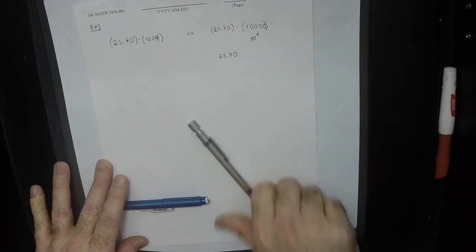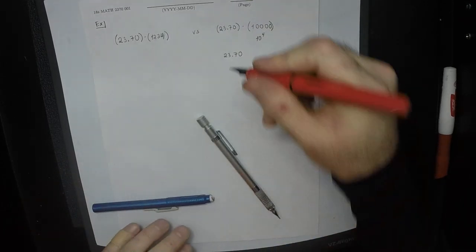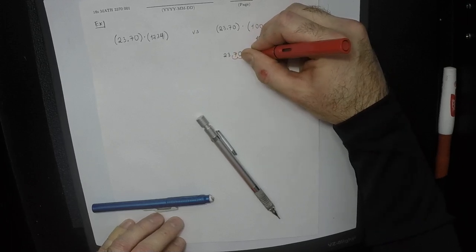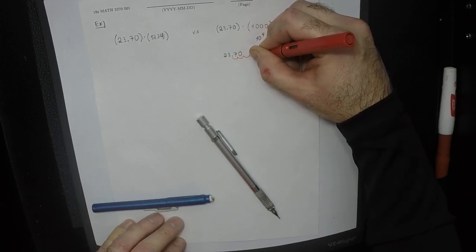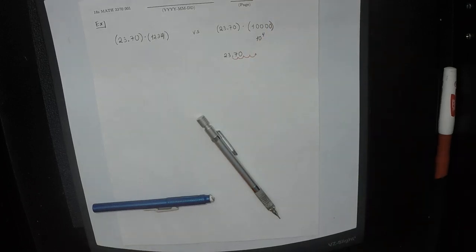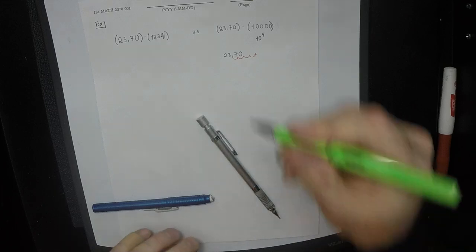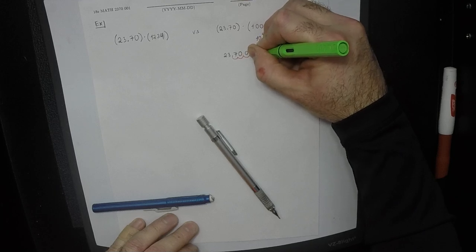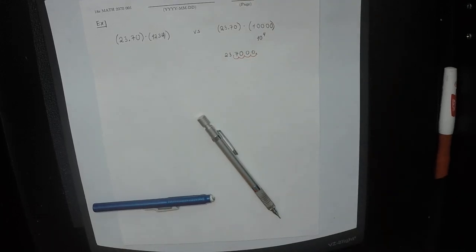23.70. And if we shift it to the right 4 places, that's 1, 2, and then I fell off the side, 3, 4. And when you fall off the edge there, what do you have to do? Put zeros there, right? Zeros, because that's the additive identity. Okay, so that one's easy.